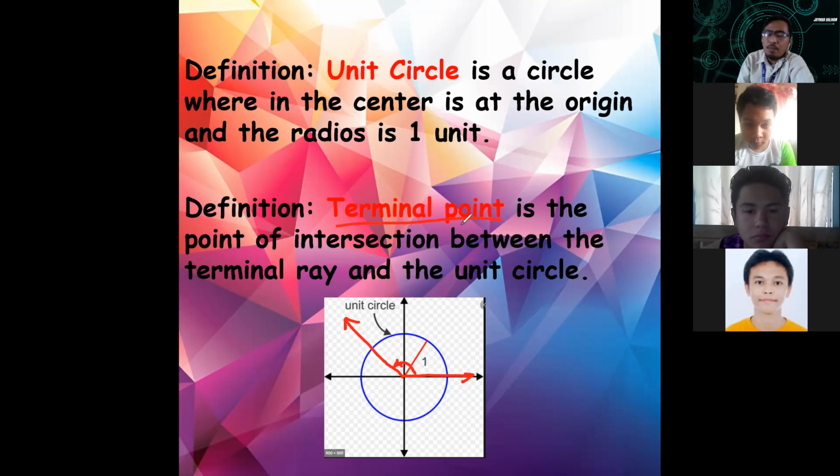A terminal point is the intersection between your unit circle in blue, the one that I mentioned a while ago, the unit circle, where the radius is 1 and the center is at the origin, and your terminal ray. Their intersection is called the terminal point. That is it: unit circle and terminal ray.